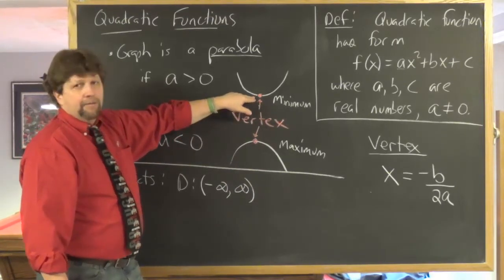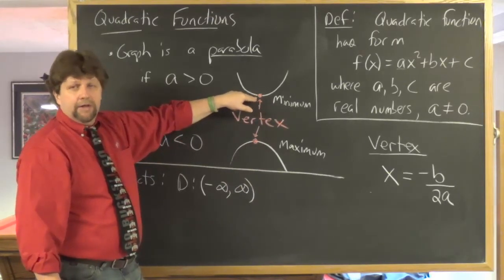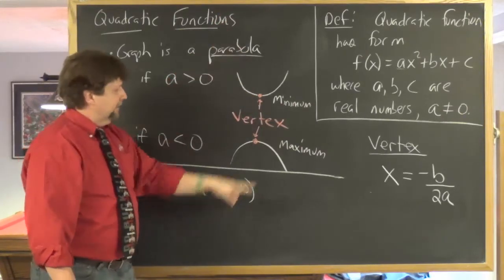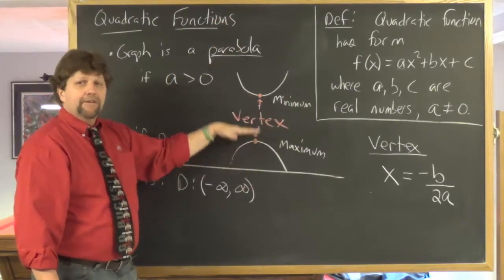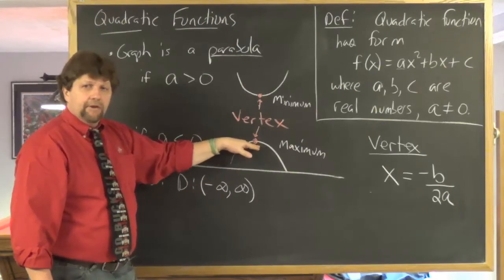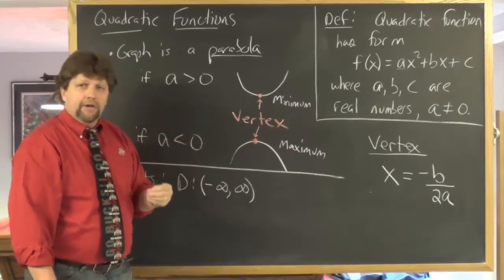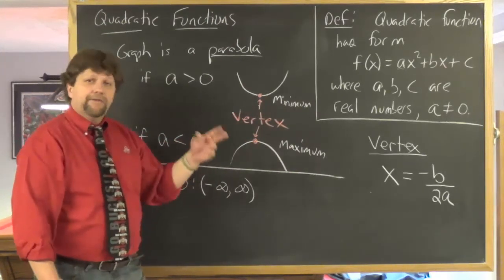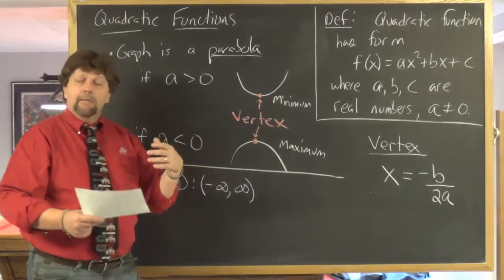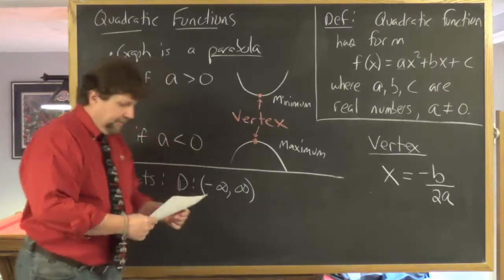So for a happy parabola, the range is y-coordinate of the vertex to infinity. Sad parabola, it's negative infinity to the y-coordinate of the vertex. So the y-coordinate of the vertex is key in helping us find the range for these quadratic functions.